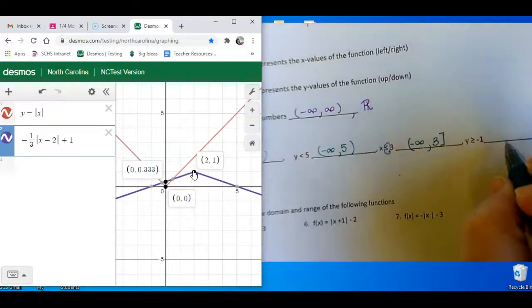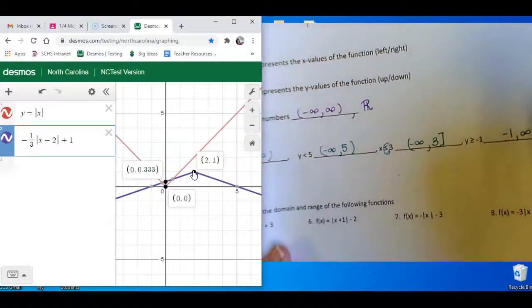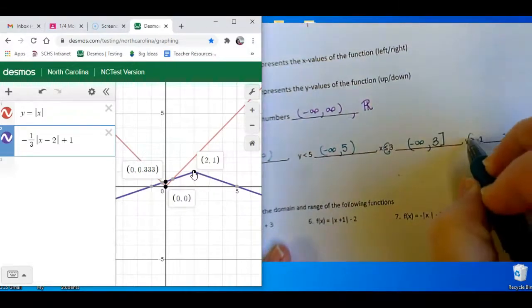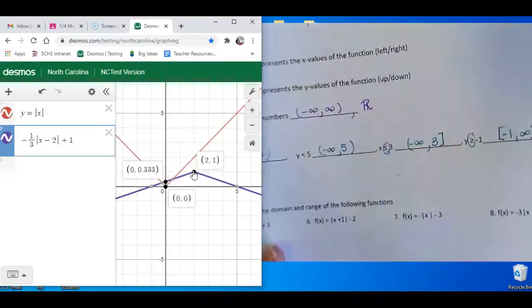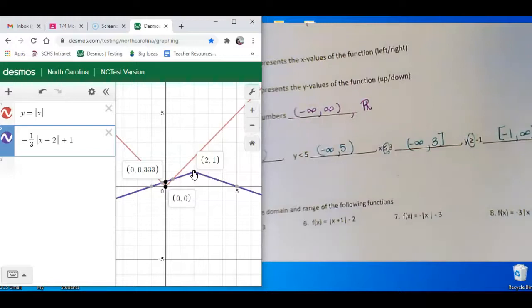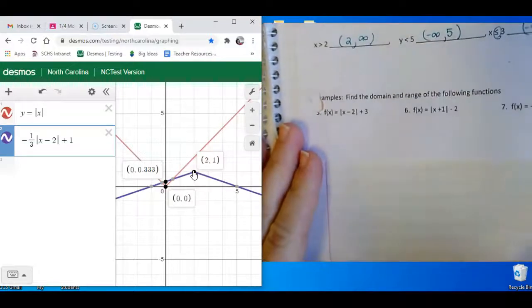Alright, this one is kind of like the first one, how it starts at -1 and goes to infinity. But because there's an equals right there with the greater, we put a bracket on it. So the answers that you're going to see here in just a second for the domain and range are going to have brackets and parentheses like that.